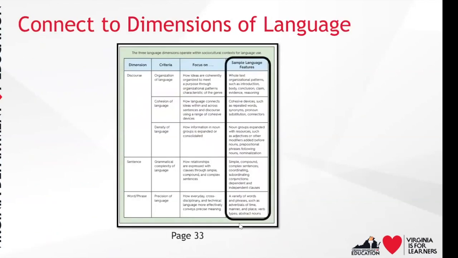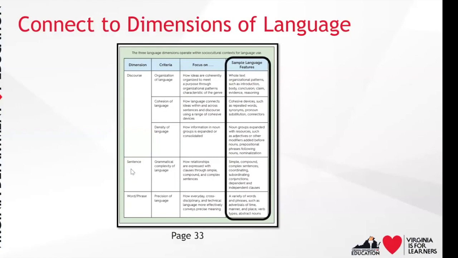On page 33 of that document, you don't need to see the document, we're not going to open that at this point, but I just wanted to point out that WIDA has outlined what those sample language features are. This is their dimensions of language chart, where it's organized by discourse, sentence, and word phrase. So the word phrase level comes back to word choice. How specific or technical is the word or some of the phrases and expressions? Figurative language would fit under word choice. So we teach students how to use figurative language intentionally.